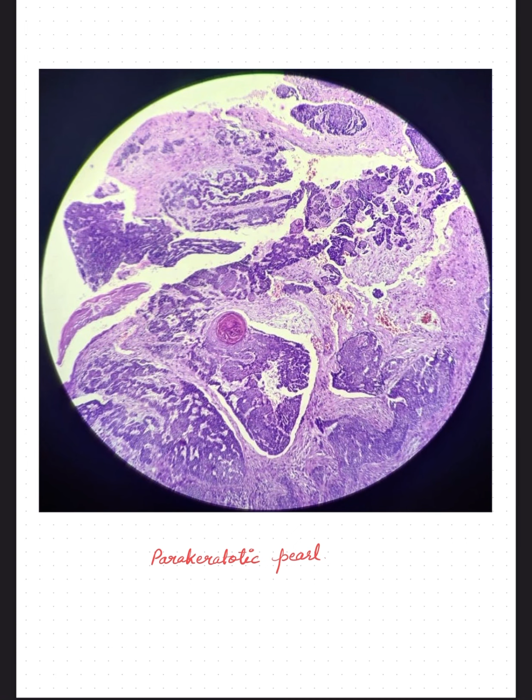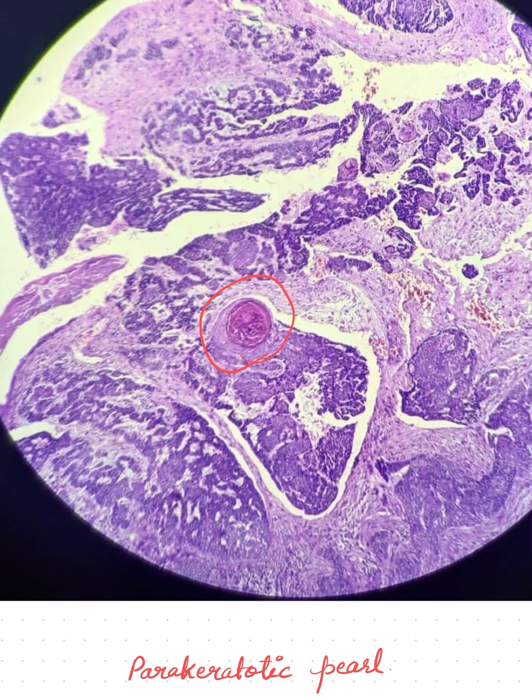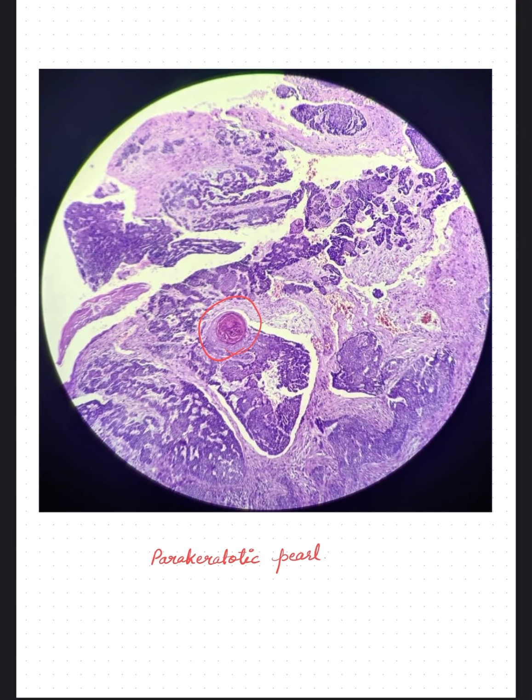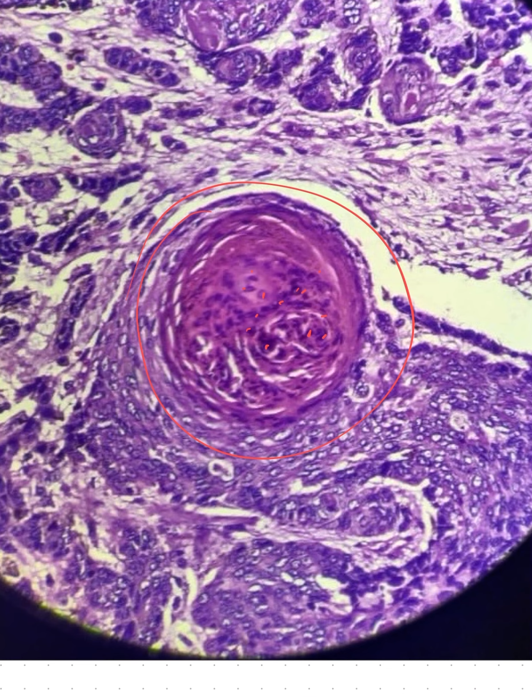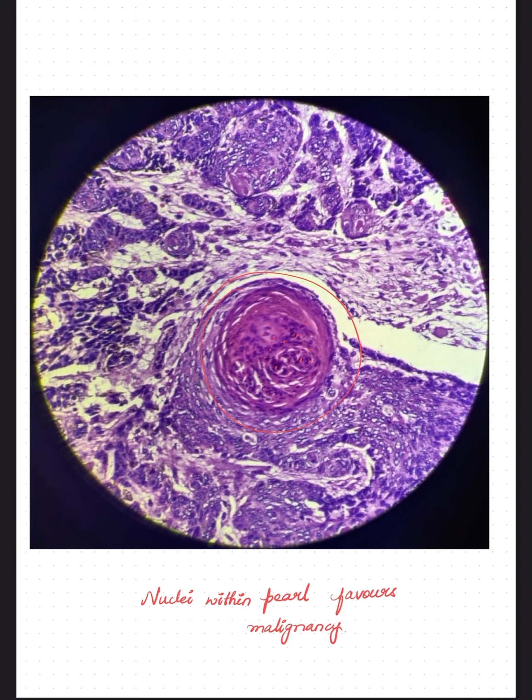Another low power view focusing on this keratin pearl. Very few keratin pearls could be found in this slide. When you zoom in, within the keratin pearl, random nuclei can be appreciated. This is called parakeratotic pearls. When you zoom in, see, this is the keratin pearl, and you can find nuclei within the keratin pearl. The nuclei within the keratin pearl favor malignancy.